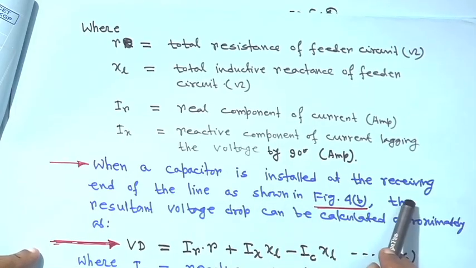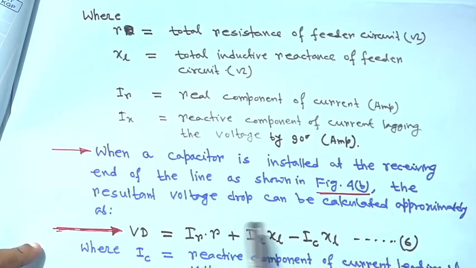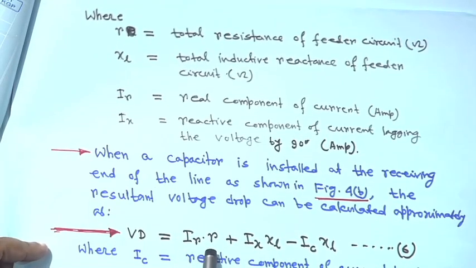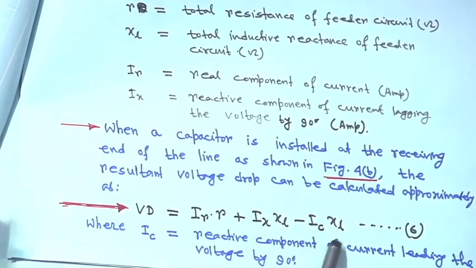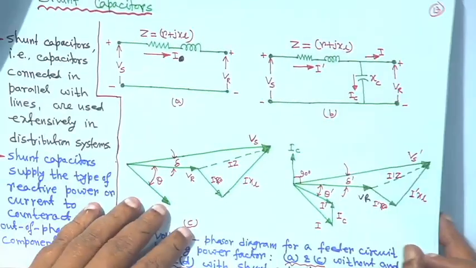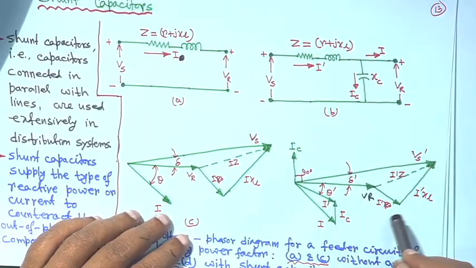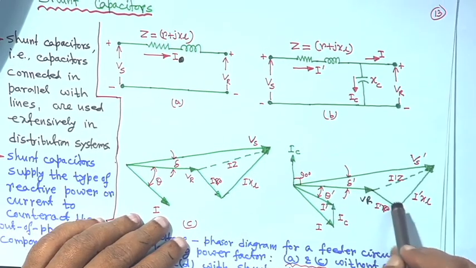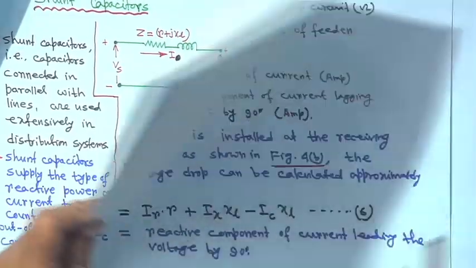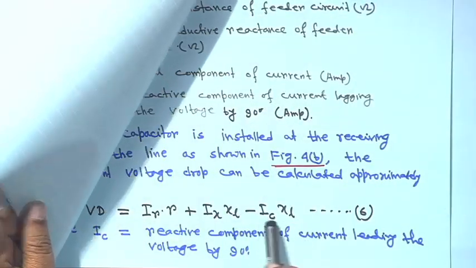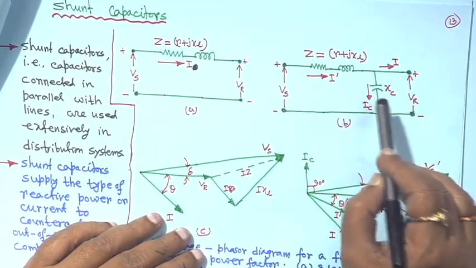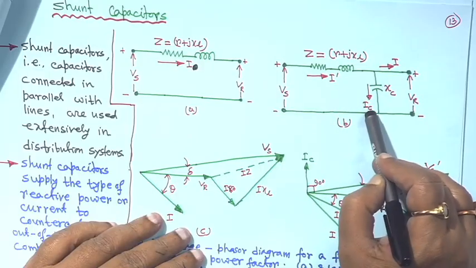When a capacitor is installed at the receiving end of the line as shown in figure B, the resultant voltage drop can be calculated approximately. It is very simple: Vd is equal to IR into R plus Ix into XL minus Ic into XL, as in this figure. Several times I have told you, from this figure you can write Vs dash cos delta dash is equal to I dash R cos theta plus I dash XL sin theta, and of course minus Ic XL will come, because of the capacitive current. I dash is equal to I plus Ic.